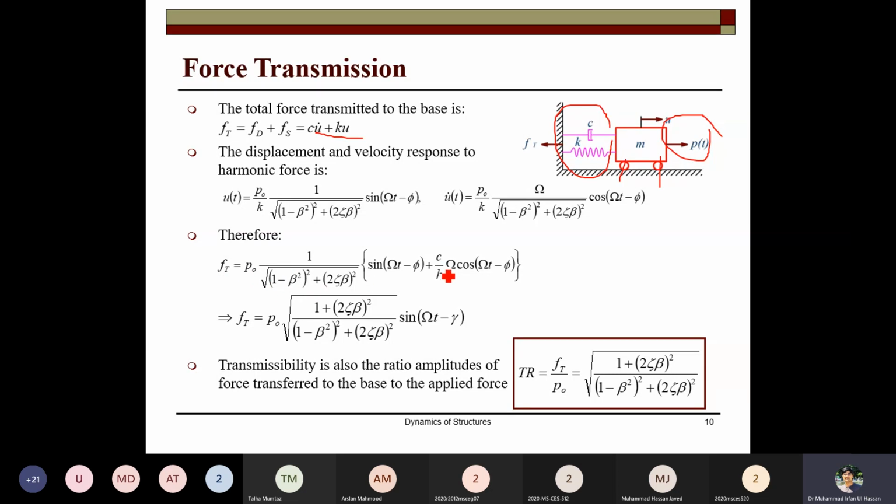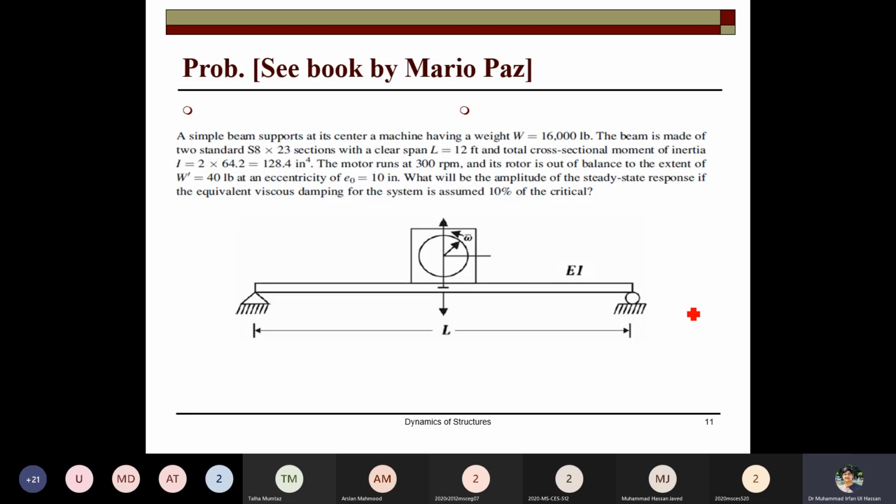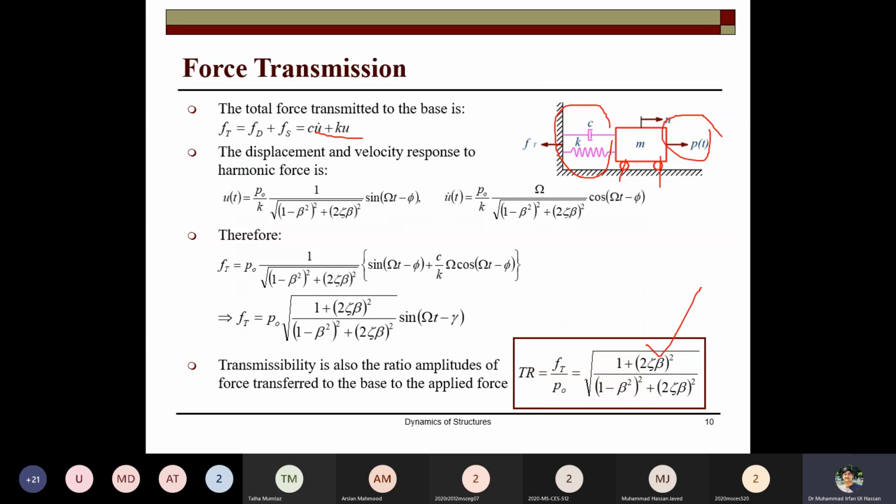This is the total force that is transferred to the ground, and the ratio of the total force to the static force P naught over K, that is P naught, gives you the transmissibility function. The ratio of the amplitude of the total force transmitted, Ft, to P naught is the transmissibility. So this transmissibility can be computed by this expression. And then we discuss the different problems related to the harmonic motion.